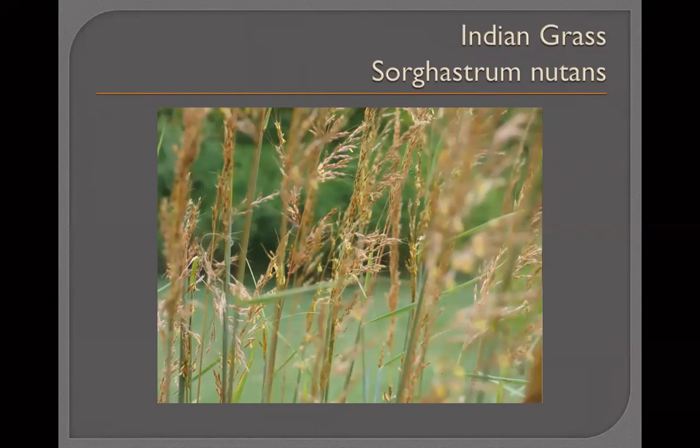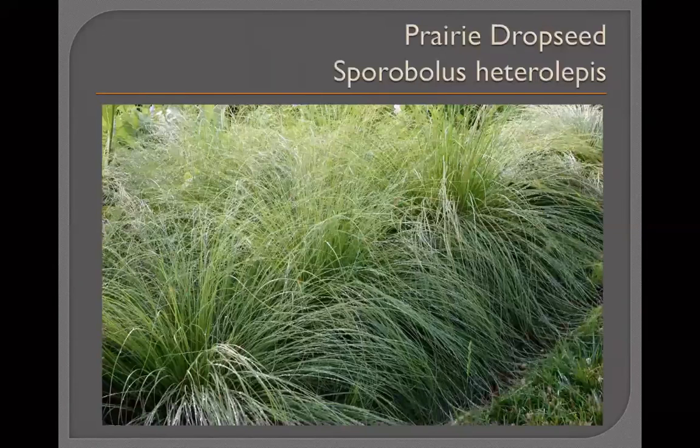And then Prairie Dropseed is a great one for the front of a bed. It looks like a fountain grass, but the seed heads are not so dense that you can't see through them. Quite adaptable from full sun to part shade. Another one that I don't have listed here that I really like is Blue Grama, a variety called Blonde Ambition.